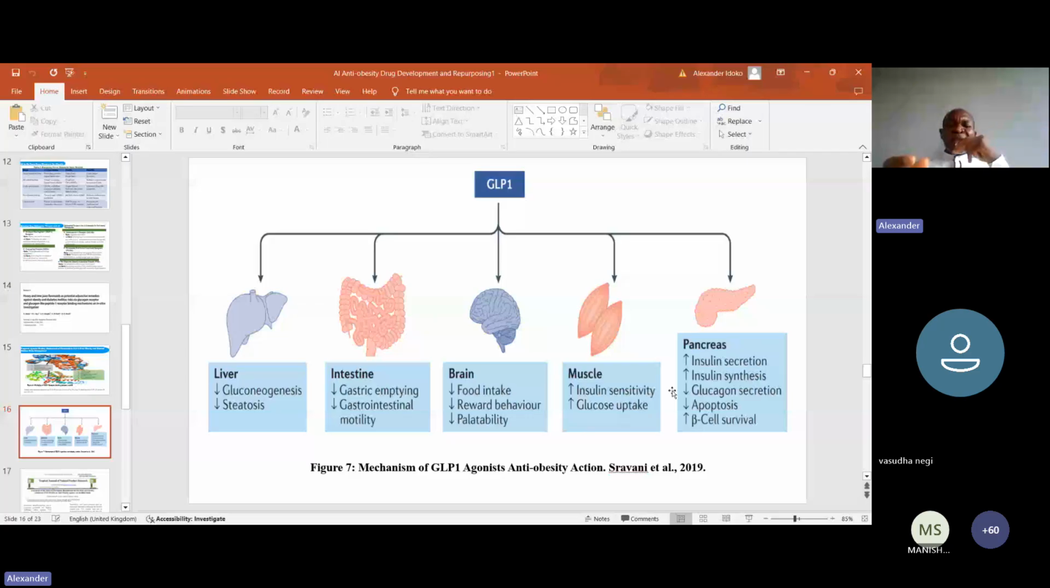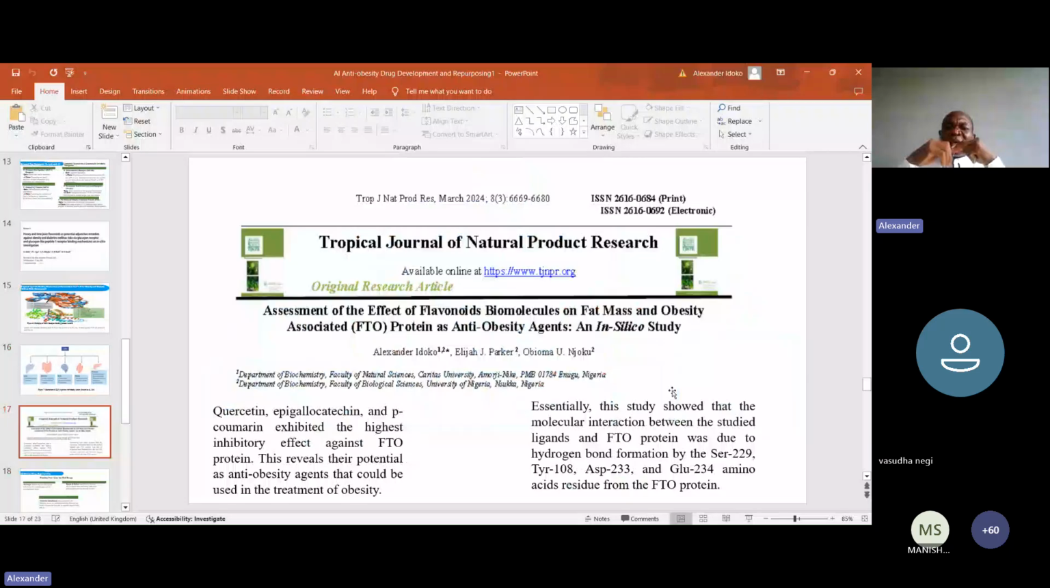And the other one, like I said, is the fat mass associated protein, the FTO protein. We're also able to target this protein looking at the same flavonoid biomolecules. They were able to act as inhibitors to this protein, and therefore exert their anti-obesity ability. And this was possible because of the hydrogen bond formation contributed by the amino acid residues in the protein.